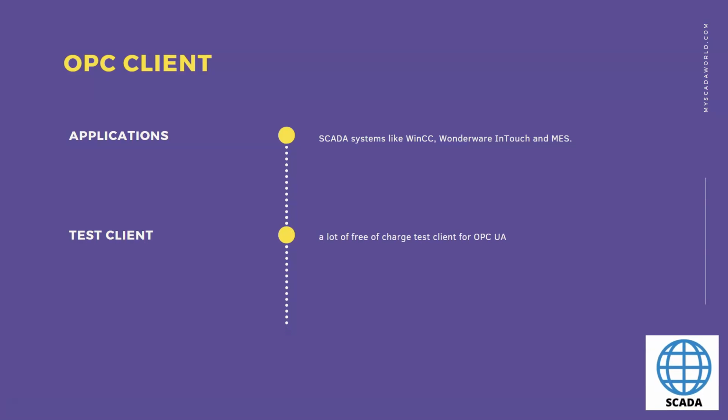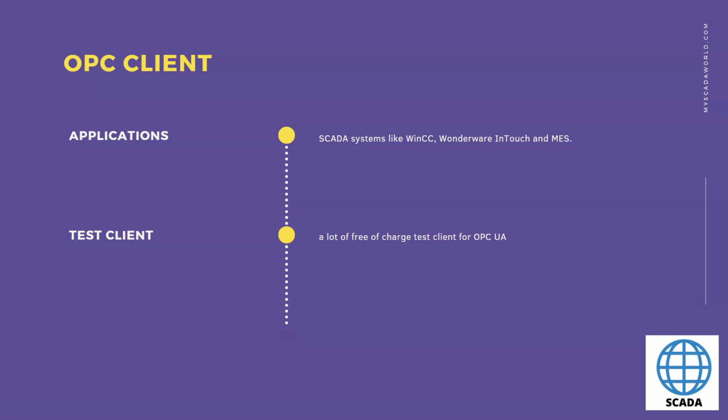What exactly is an OPC client? An OPC client is usually the application that depends on data exchange with an industrial system. What happens to the data in the client is very application specific. Common applications are visualization, let's say SCADA systems, WinCC, Wonderware InTouch, or any MES systems. And as you see, this is the first one.